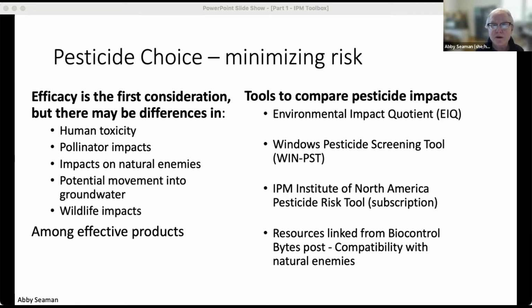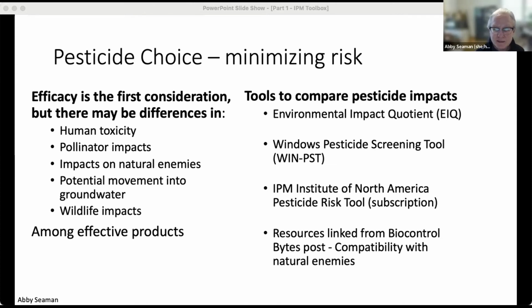Another tool for comparing pesticide products, that's especially useful for herbicides, is called WinPST, and that's available through the NRCS. So if you're signed up for any National Resource Conservation Service programs, that might be a pesticide screening tool that you're working with NRCS to use to help you choose pesticides, especially herbicides, with the least environmental impact.